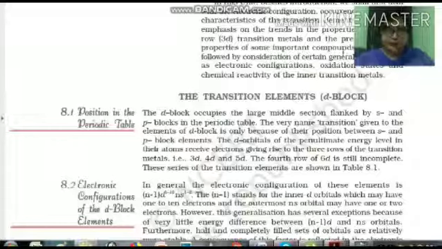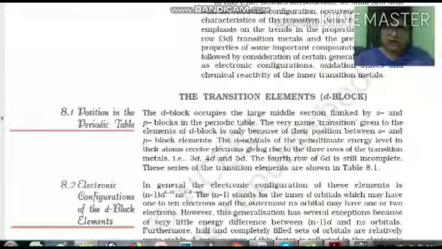See children, the name transition has been given. They show variation in the properties, that's why they are called transition. Because of their position between s-block and p-block elements, they show transition in property from more electropositive to less electropositive elements.